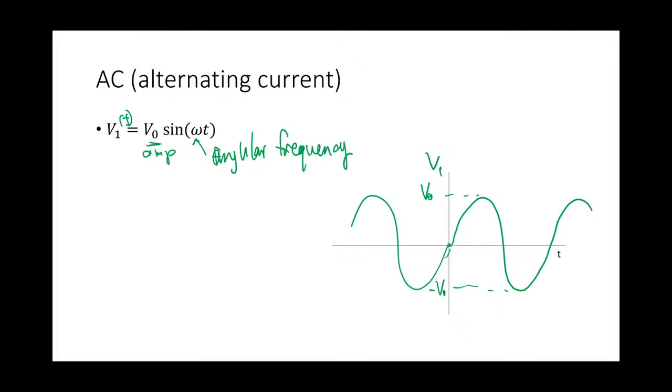Remembering that it relates to the period, the period is 2 pi over omega. That's the period. If we want to talk about actual frequency, that's 1 over the period, which is going to be omega over 2 pi.